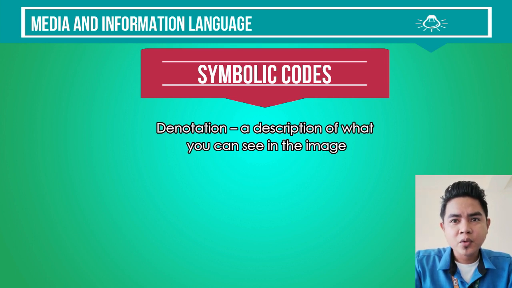So, another example is a plastic bottle. No? Pag nakita mo yung plastic bottle, ano yung unang naiisip mo sa plastic bottle? Ano yung shape niya? Ano yung kulay niya? Ano yung cover niya? Yan yung tinatawag nating denotation. It is a literal meaning of a word or a description of what you can see in the image.